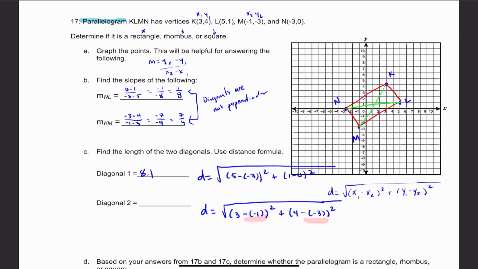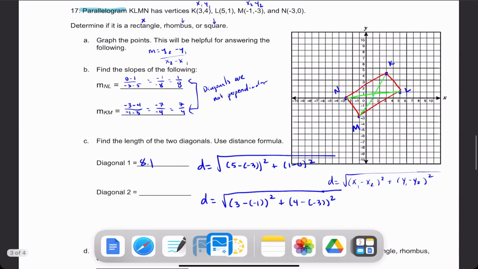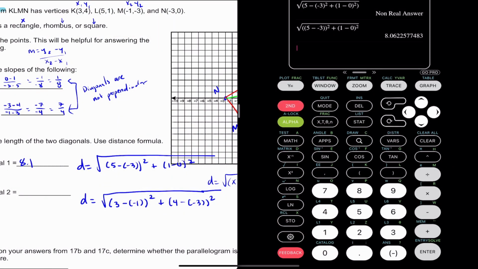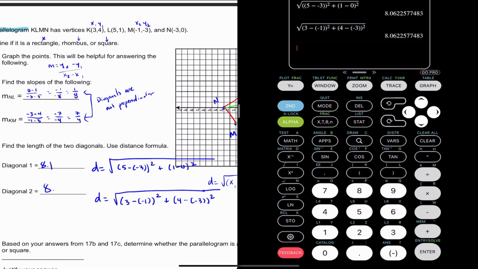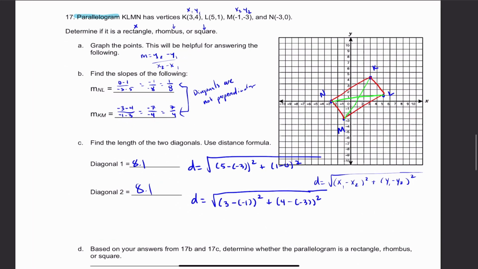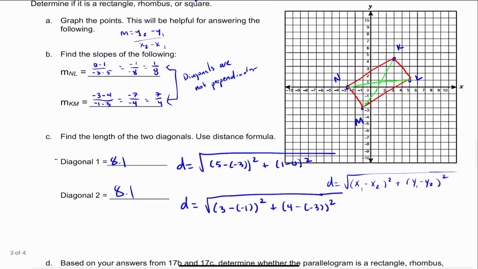Okay, and then you're going to go ahead and put it in the calculator. So it's second x squared, parentheses 3 minus parentheses negative 1, close it with the parentheses, quantity squared, plus 4 minus parentheses negative 3, close it, quantity squared, and enter, and look at that, you got 8.1. Okay, so what does this mean from here? That means that the diagonals are congruent.